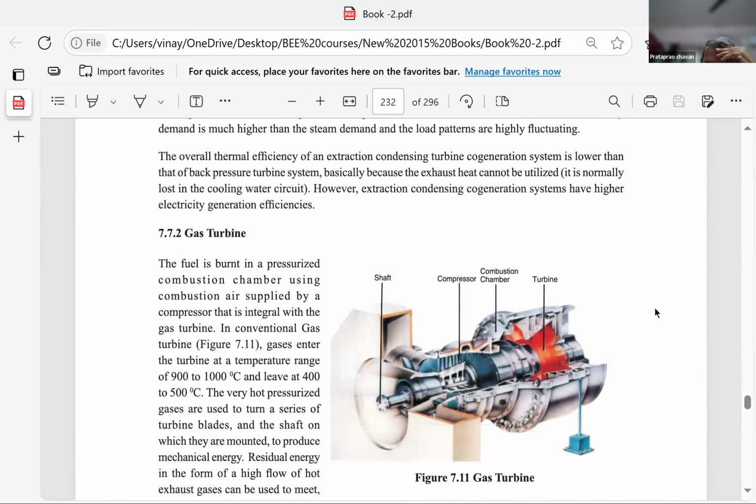Now gas turbine, as I explained, this is a compressor stage. First, it compresses the air and forces it into this combustion chamber, which is showing fire in red.